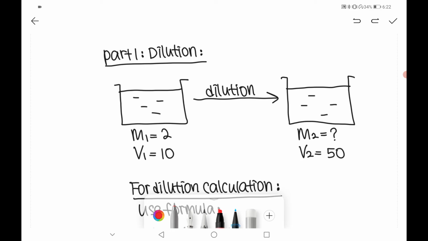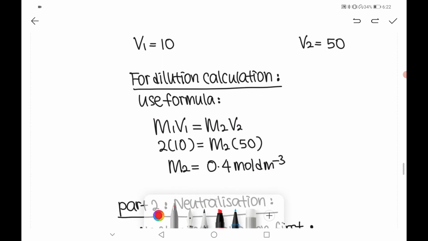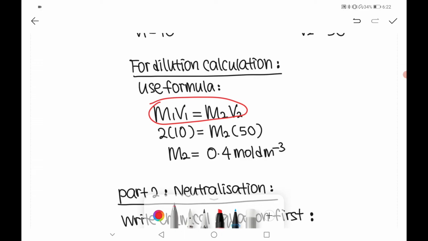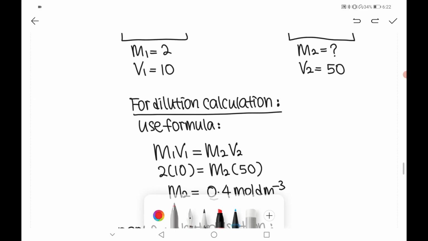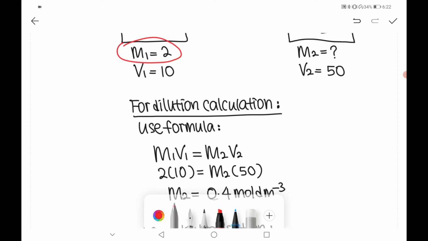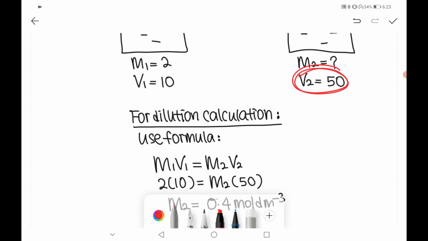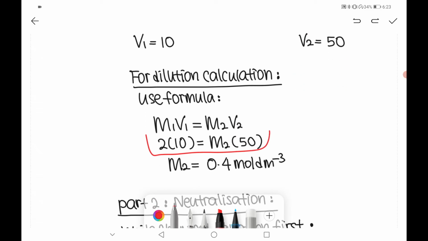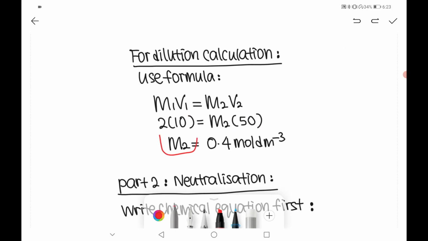For dilution, we know that we can use the formula M1V1 = M2V2. So when we have a dilution, we can use this formula to do the calculation. Put in the values. M1, the initial concentration, is 2. V1 is the initial volume, which is 10. M2 is the final concentration after the dilution, which we don't know. V2 is the final volume after the dilution, which is 50. If you put in everything here, you are able to get M2. The M2 you calculate is 0.4.